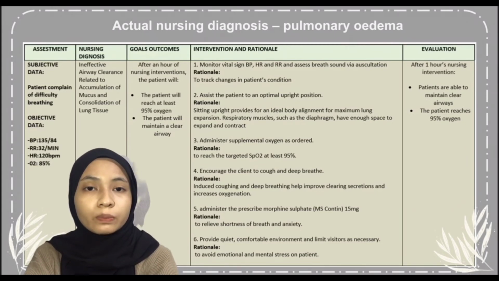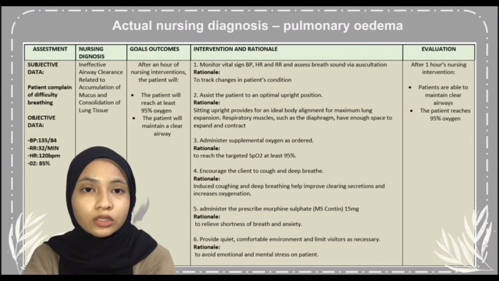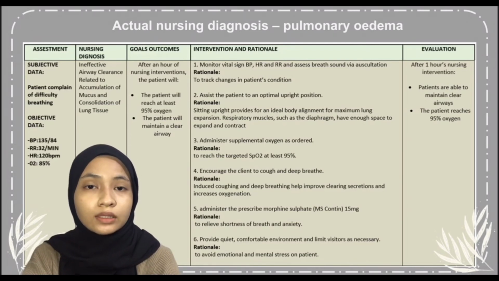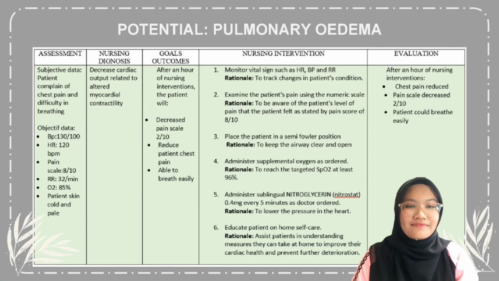5. Administer the prescribed morphine sulfate, MS contin 50 mg, as doctor ordered. Rationale: to relieve shortness of breath and anxiety. 6. Provide a quiet, comfortable environment and limit visitors as necessary. Rationale: to avoid emotional and mental stress on the patient. If patients are comfortable, they are likely to recover quicker and have better health outcomes. Evaluation: after 1 hour of nursing intervention, the patient is able to maintain clear airways and reaches 95% oxygen.